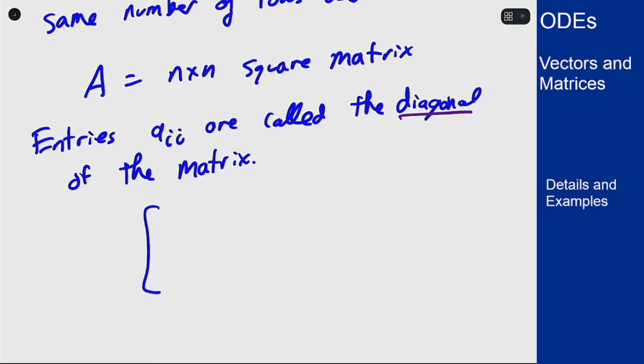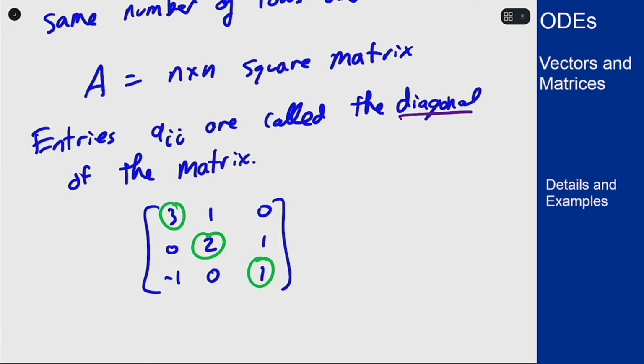So for, say, the matrix 3, 1, 0, 0, 2, 1, minus 1, 0, 1, which is a 3 by 3 square matrix, the diagonal is 3, 2, 1. These are the entries on the diagonal of this matrix, from top left to bottom right. The other diagonal doesn't mean too much for us, just the top left to bottom right diagonal is what's important.